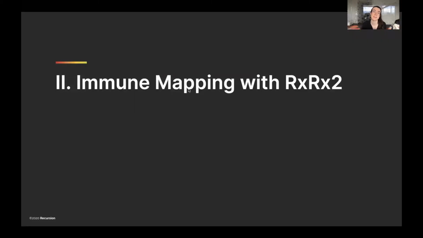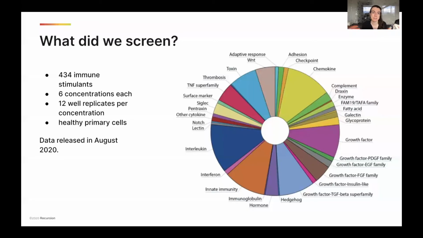The second data set that I'd like to talk about today is immune mapping with RxRx2. So this data set is a set of 434 different immune stimulants. They come from a whole host of different pathways, things like growth factors, toxins, interleukins, and different hormones. So they really run the gamut of things that could be stimulating the immune system. There are 6 concentrations per immune stimulant, and there are 12 replicates per concentration, so 12 technical well replicates.